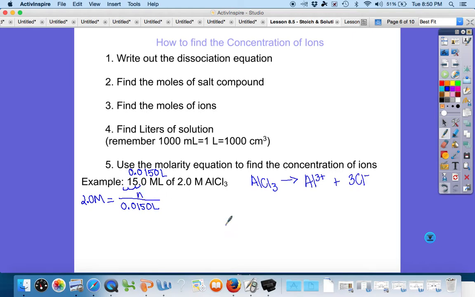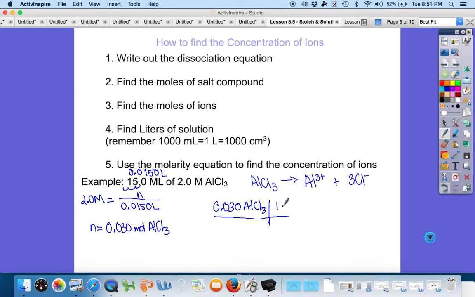So to find our number of moles, we need to take 2 times 0.015, and that is going to give us 0.030 moles of our compound. So starting with our number of moles of our compound, then we can use our dissociation equation to find the moles of our ions.